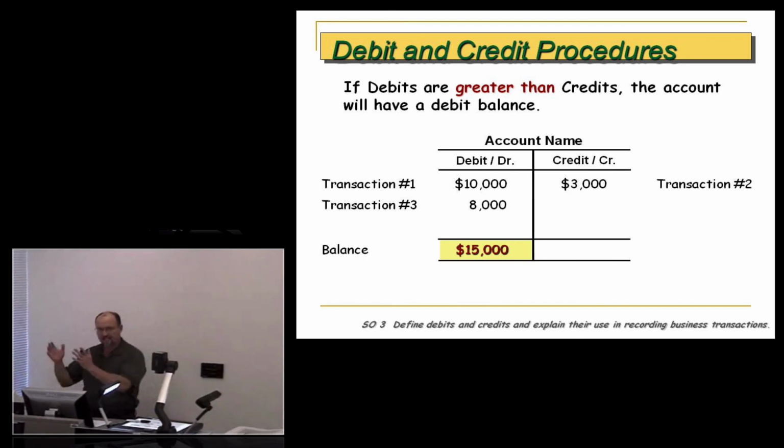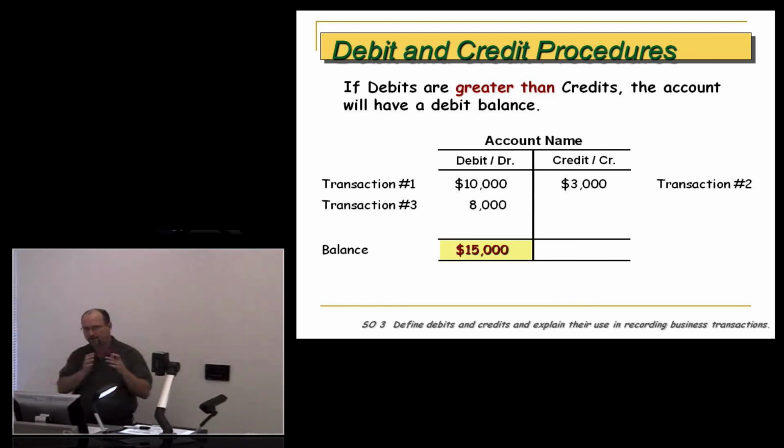So we have 10,800 on the left, we have 3,000 on the right, and whichever side has the larger amount will have the remaining or leftover balance. Notice we had 10,800 on the left, we had 3,000 on the right, we have a $7,800 debit balance.